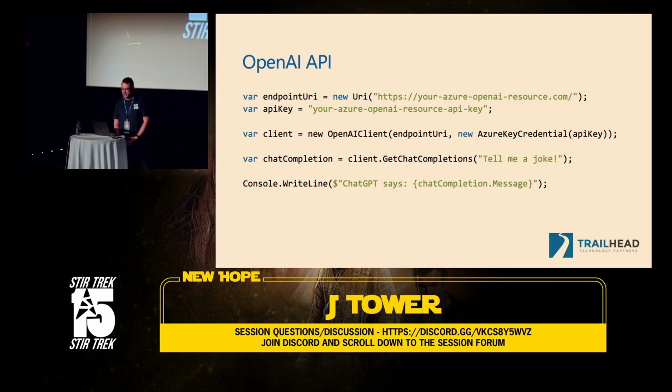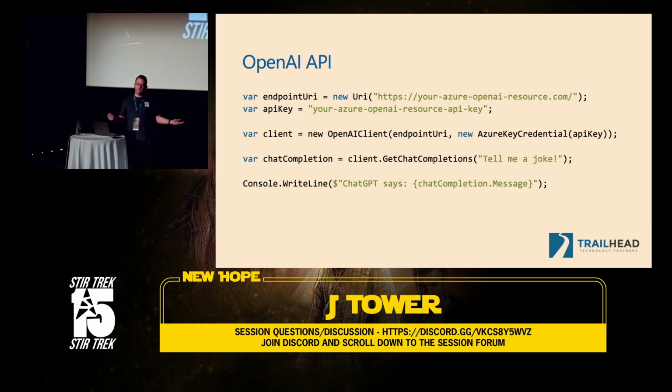You're going to connect using the OpenAI client class, and then you can start sending it commands like this one you see here, which is to get a chat completion for a particular prompt. And that prompt in this case is to tell me a joke. And then you can get back that completion and we're printing out the message there to the console so that the user can see what the joke is.